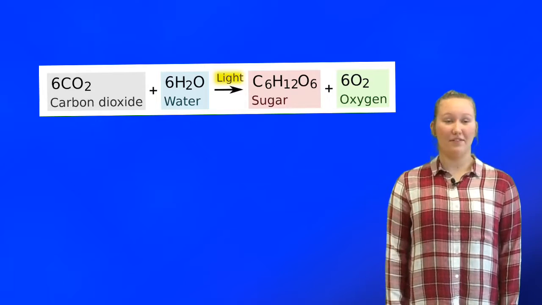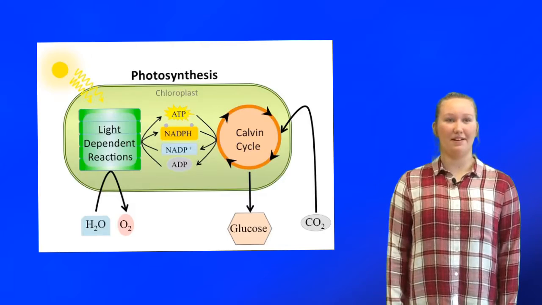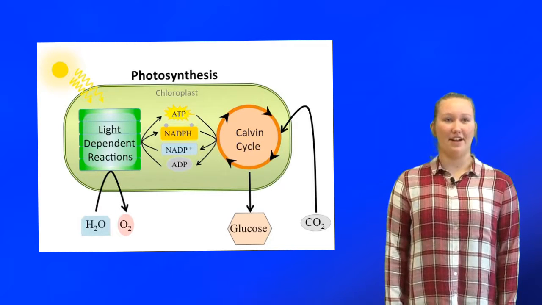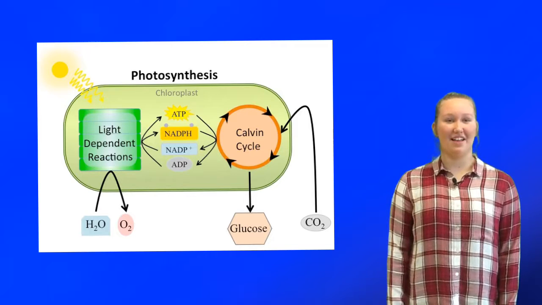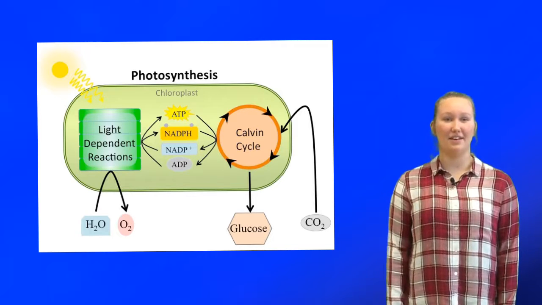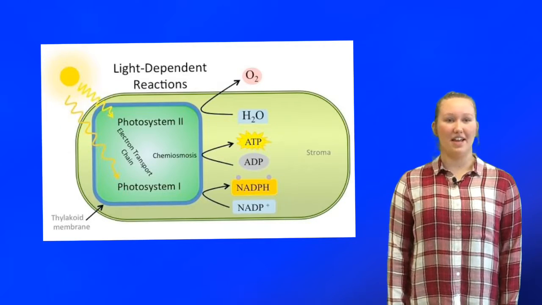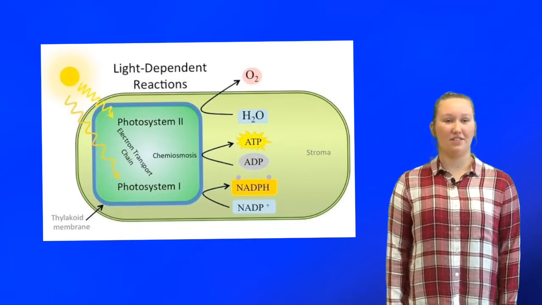The 2 steps involved in photosynthesis are the light-dependent reaction and the light-independent reaction, also called the dark reaction or Calvin cycle. The light-dependent reaction takes place in the thylakoid membranes inside the chloroplast. In the light-dependent reaction, the H2O is split and the hydrogen is kept. You get 2 ATP and NADPH. Then the oxygen is released.